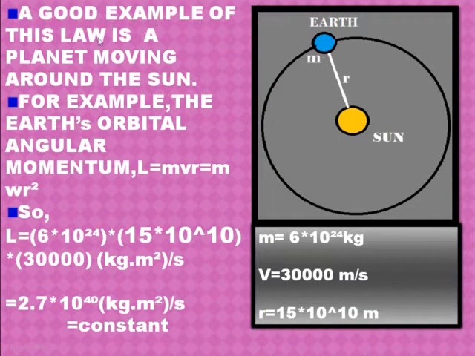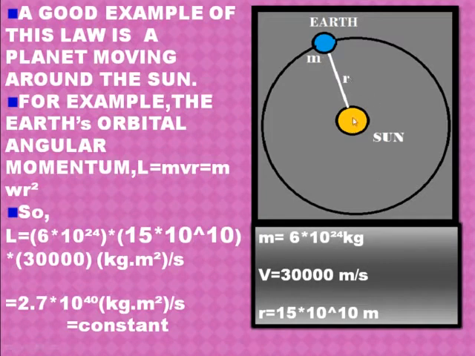A good example of this law is a planet moving around the sun. For example, the Earth's orbital angular momentum L equal to mvr equal to m omega r square. Actually, Earth moves around the sun in an elliptical orbit, but now I will take the average case.